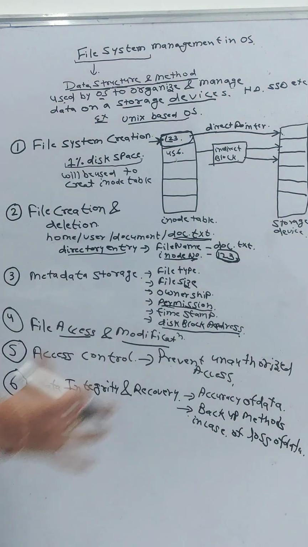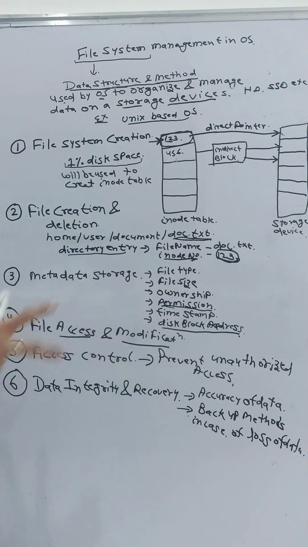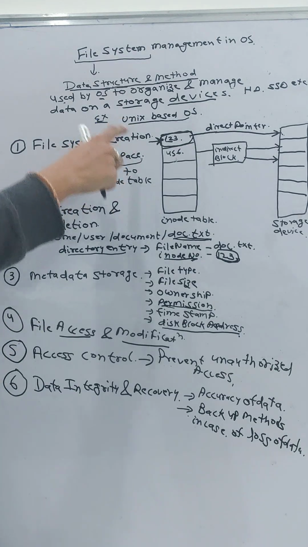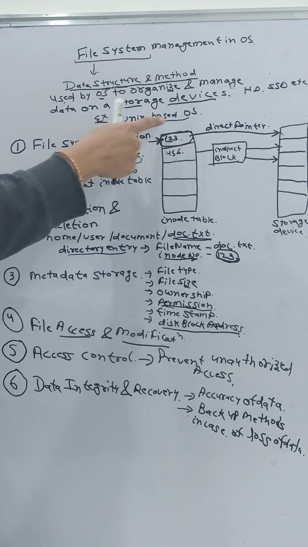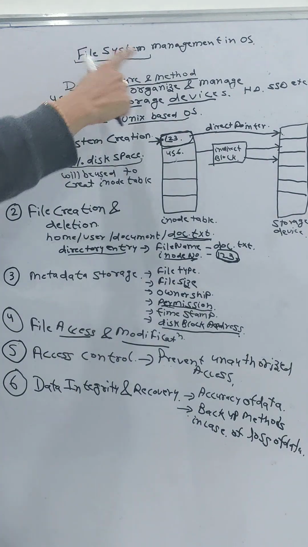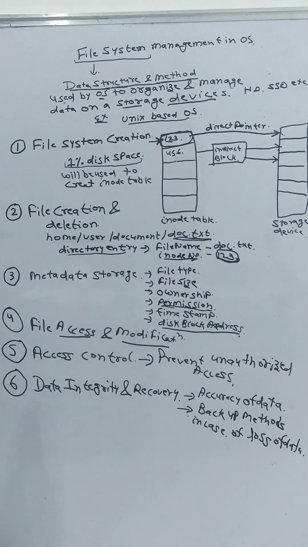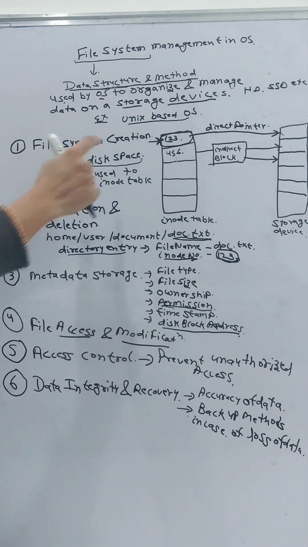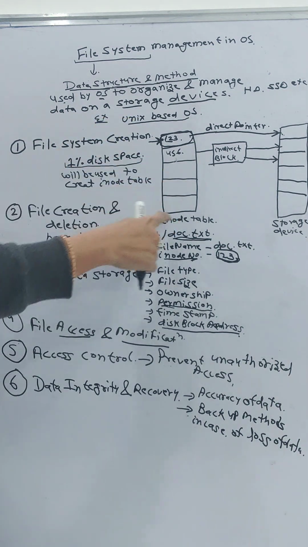So this is the file system management in operating system. Each operating system has its own method and data structure. In this video we have discussed what data structure is used in a Unix based operating system. In short, I'll explain each point once again. What is file system? It is basically a data structure and method used by operating system to organize and manage data. During first formatting of the system in a Unix based operating system, the inode table will be created.